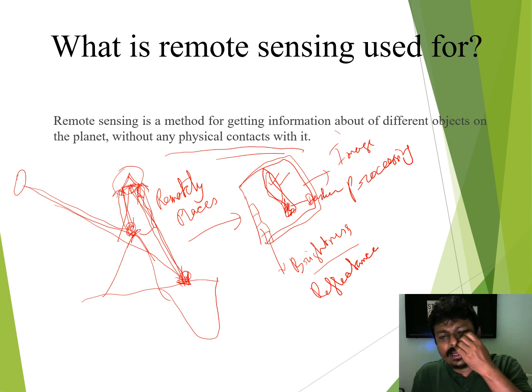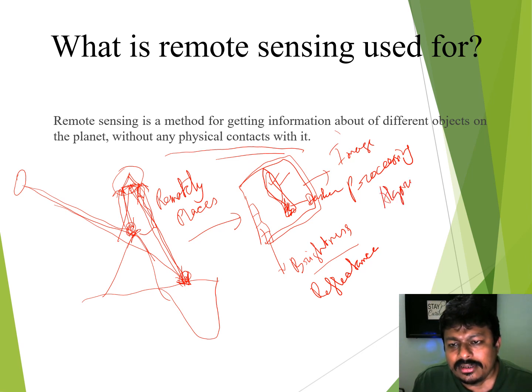So, with the help of this information of reflectance, through image processing algorithms and the image, we can retrieve or extract a lot of geographical information about this area. Right? So this is what is known as the image processing step.